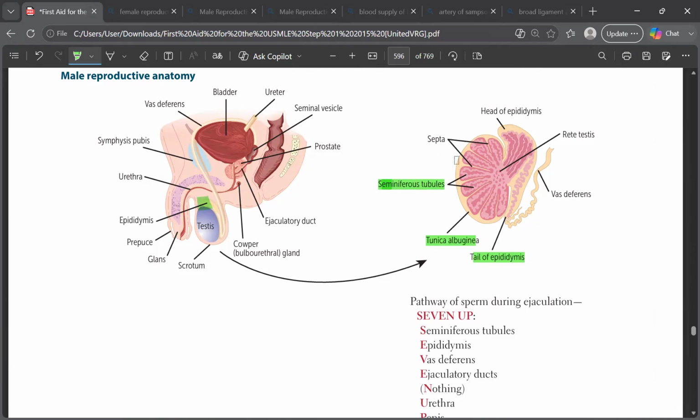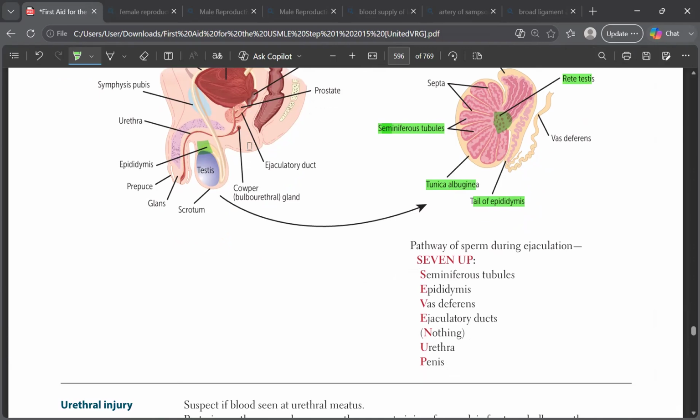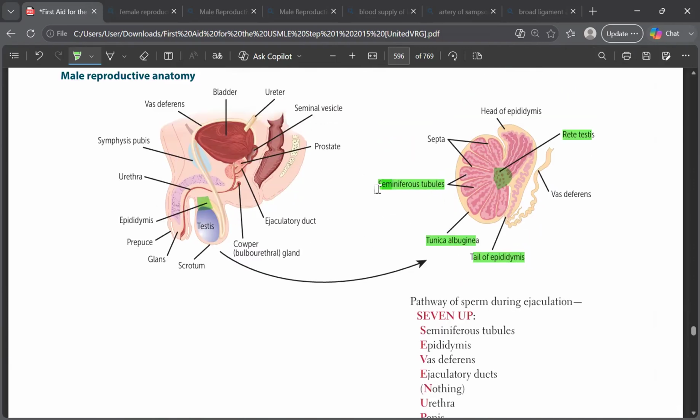All these structures, the septa and the seminiferous tubules, drain into the rete testis, which is this area, and the rete testis then drains into the epididymis, and the epididymis then drains into the vas deferens, and the vas deferens then drains into the ejaculatory duct, and the ejaculatory duct then goes to the urethra, and then the penis. This is the pathway of sperm during ejaculation. The first one is seminiferous tubules, then the epididymis right here, and then the vas deferens right here. So it is going in this way.